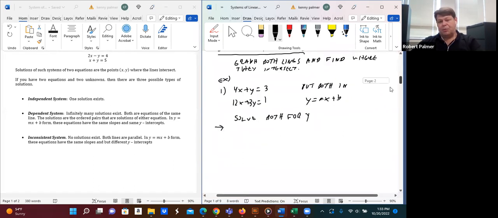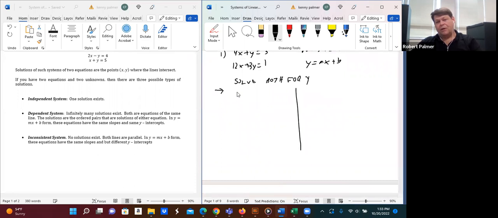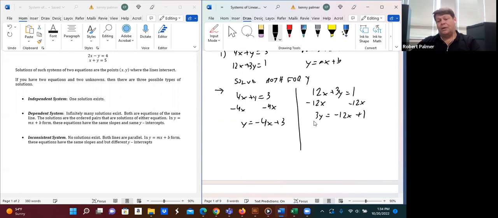Let's make a separation here. I'll write over here 4x plus y is equal to 3, and over here 12x plus 3y is equal to 1. This one's easy to solve for y. Just subtract 4x on both sides, and we get y is equal to negative 4x plus 3. On this side, I have to do a little more work. Subtract 12x on both sides. That gives us 3y is equal to negative 12x plus 1. Then divide both sides by 3. The 3y's cancel out to y.